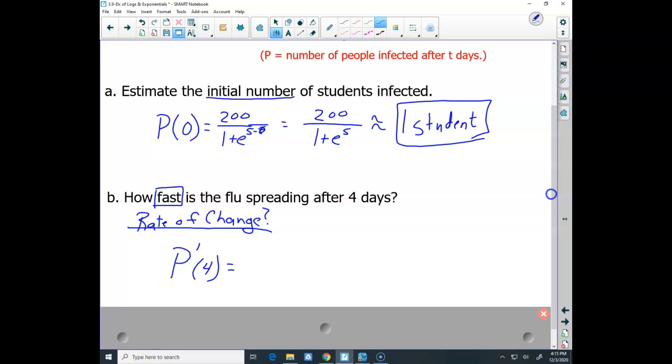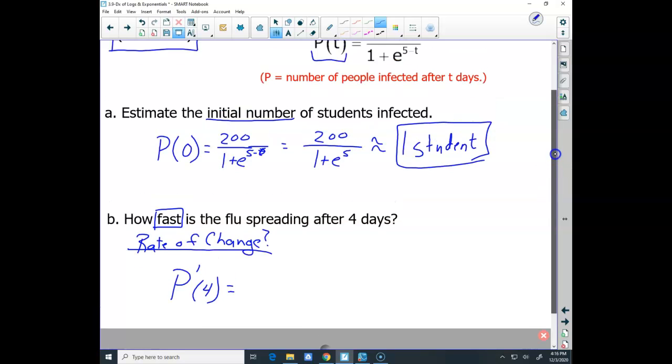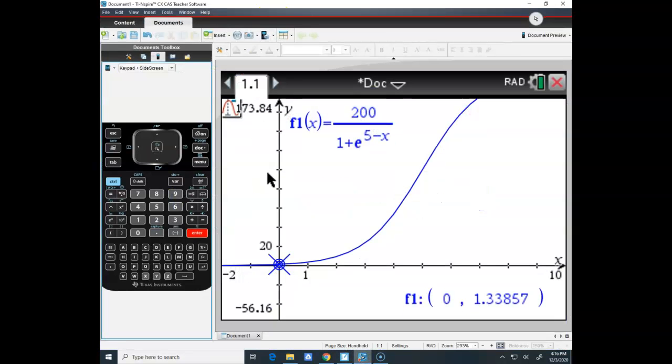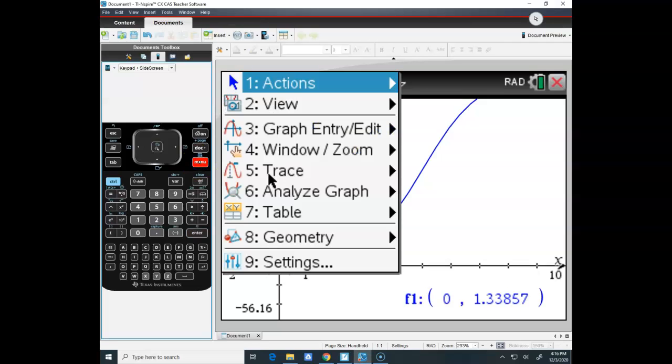I could come back and algebraically find this derivative, but I don't want to do that because it's a calculator active problem. Therefore, I'm going to come back to my calculator, and not to sound like I'm being lazy, but a big part of the AP exam is for you to know how to utilize your technology. So we're going to say menu. We want to analyze that graph maybe.